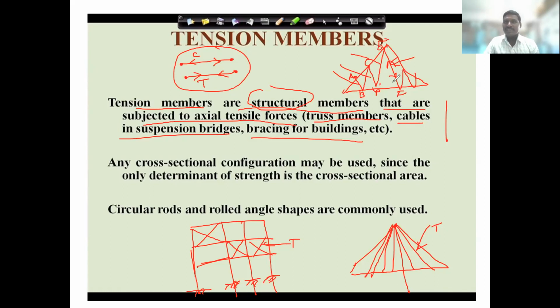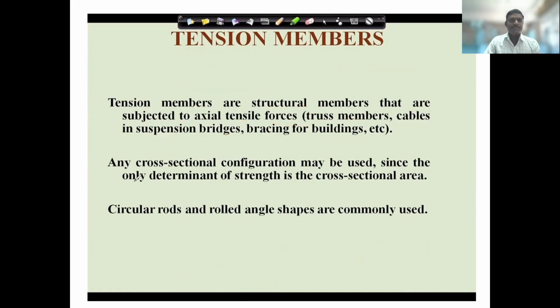Are you getting? Similarly, in building bracing we can provide, similarly these cables are under tension, we can find whatever force is coming on that member. That way we can provide the tension member. Got it? Then any cross-sectional configuration may be used, since the only determinant of strength is the cross-sectional area.